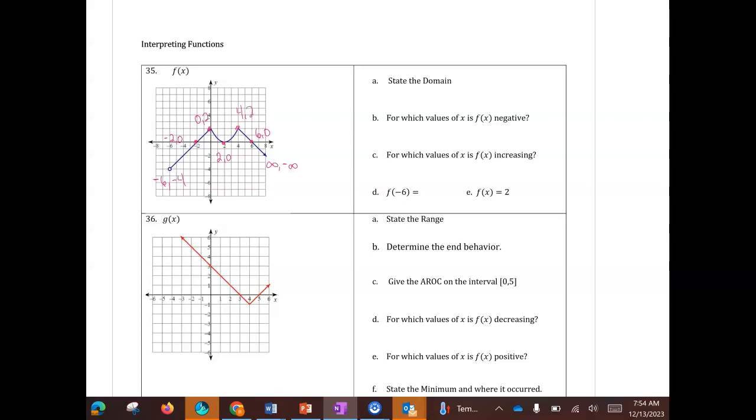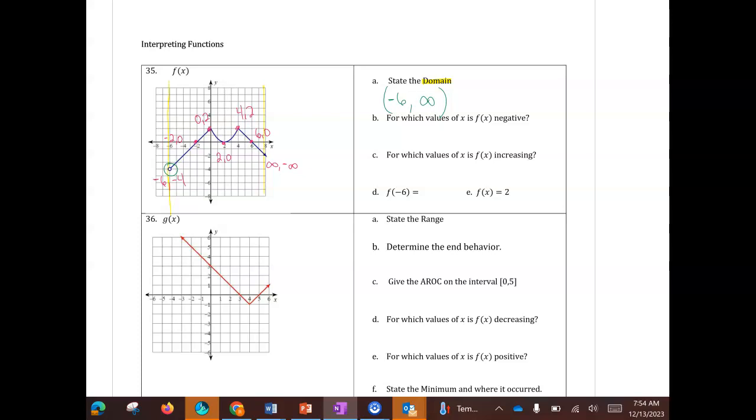Okay. First, I'm going to do my domain. So domain are the x stations, so from here to here, and I write my small x to my big X. The -6 is going to be parentheses because there is an open circle there.